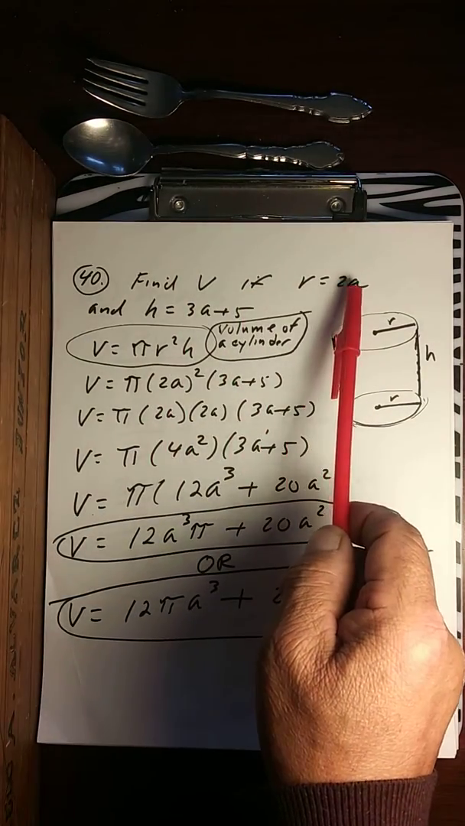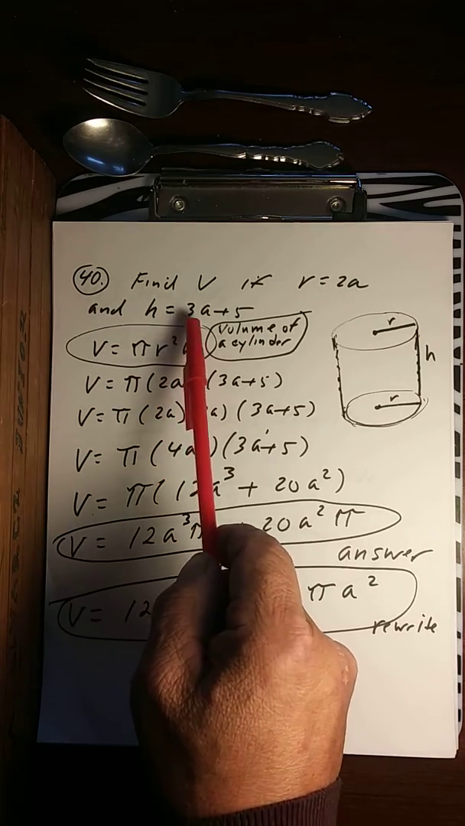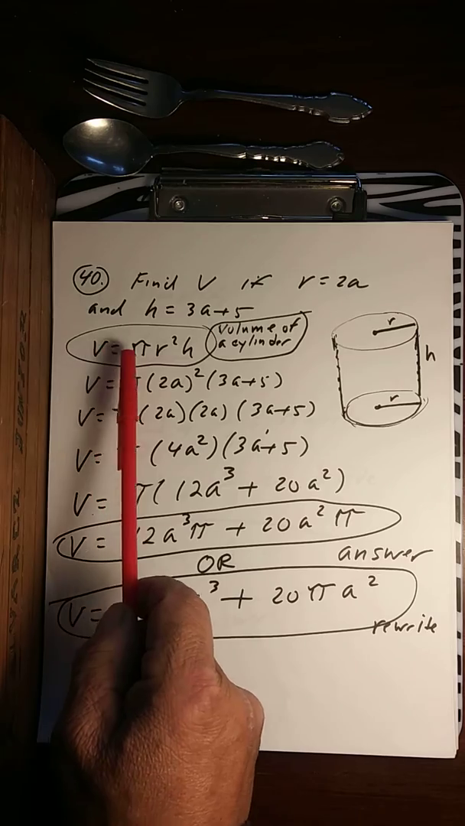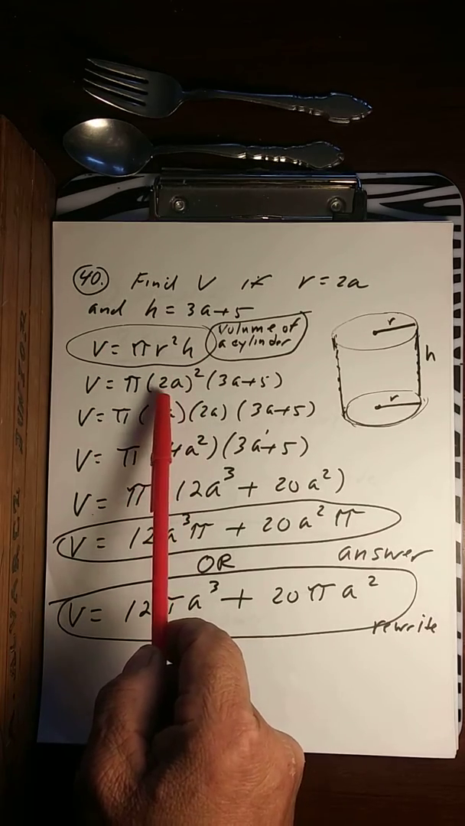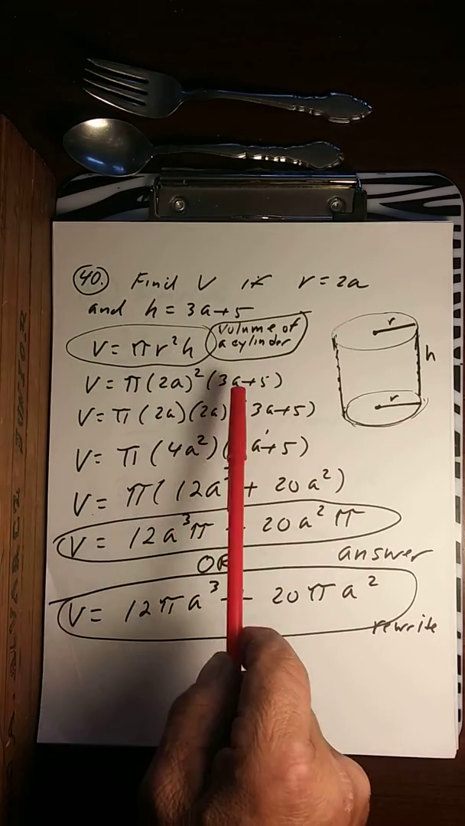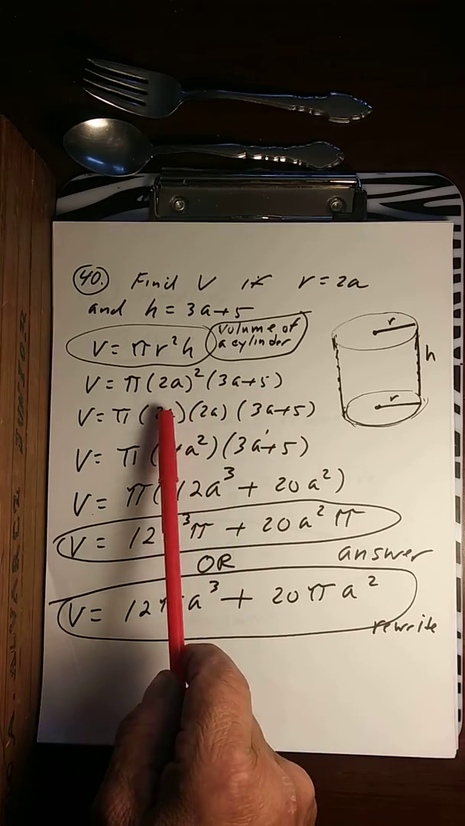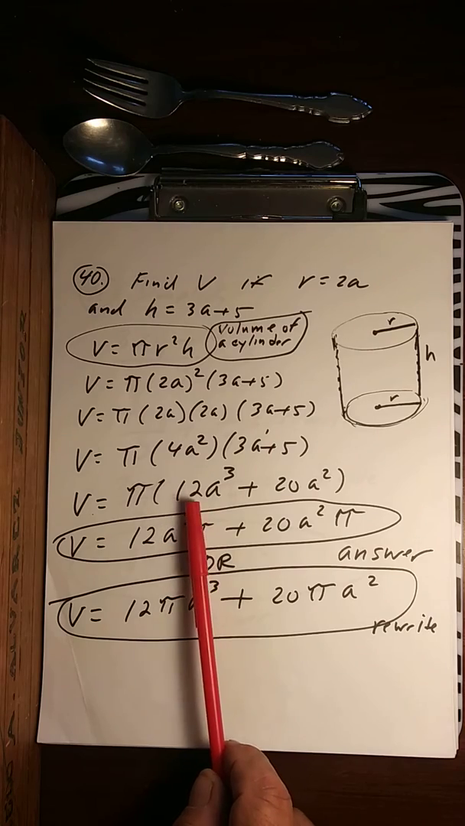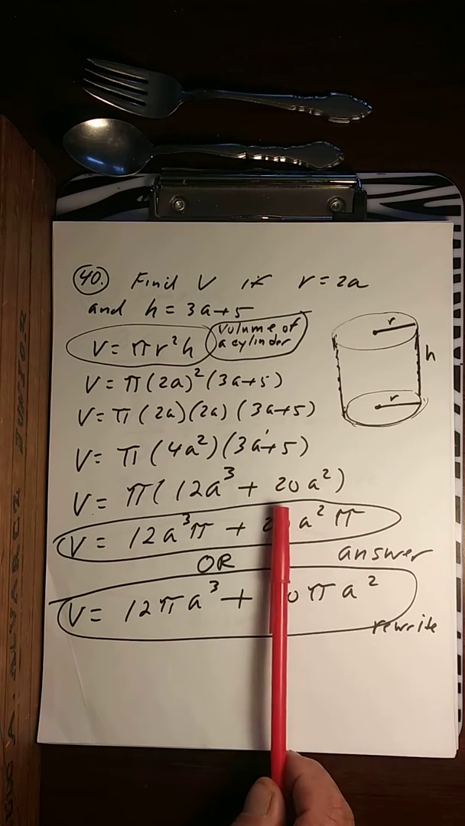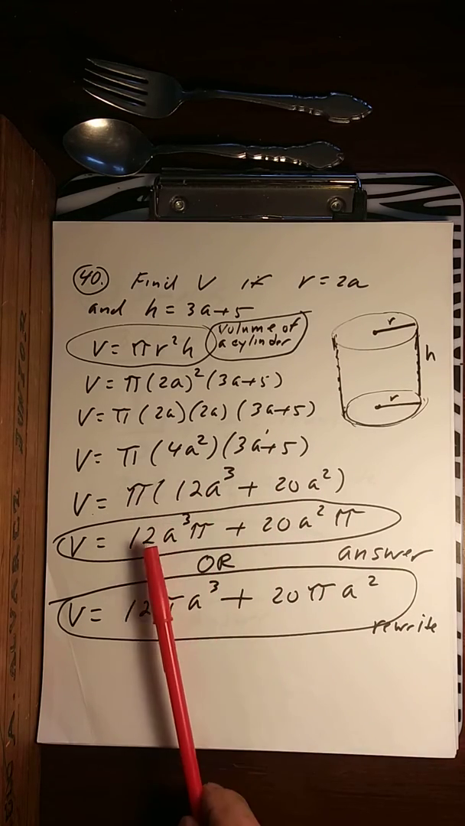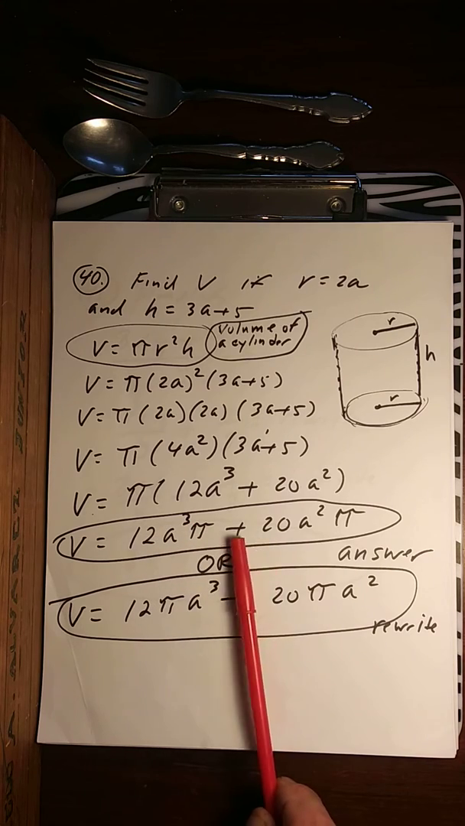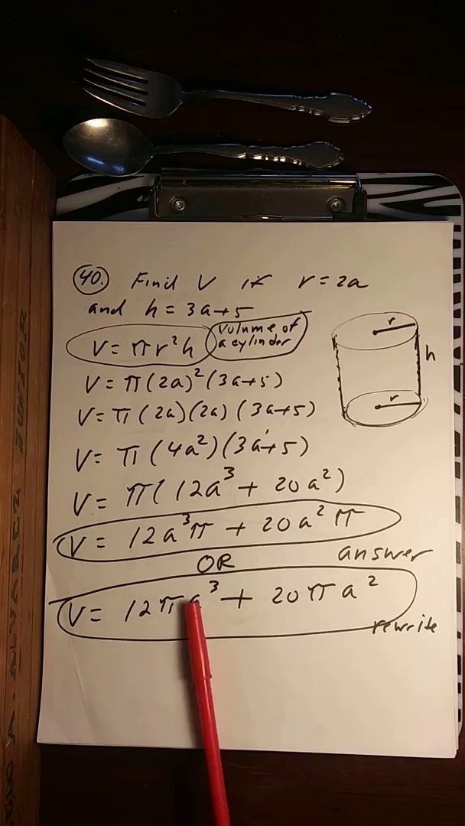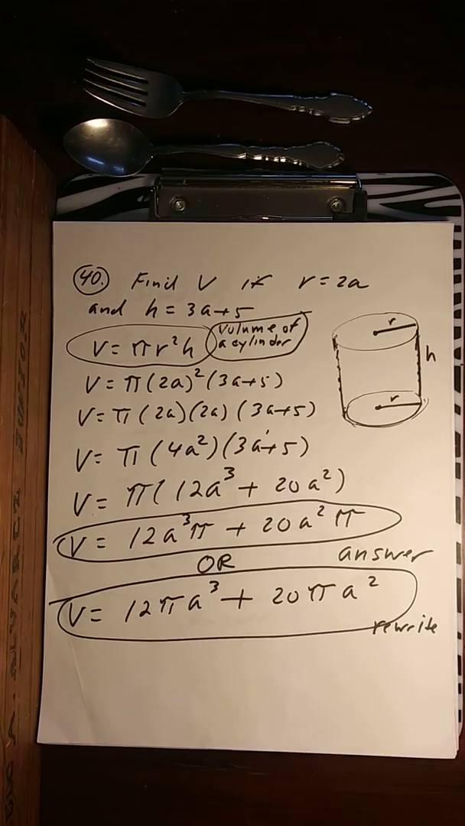V, r equals 2a, and h equals 3a plus 5. So this is like the cylinder right there. So v equals pi r squared h. We know what that is. r is 2a and h is 3a plus 5. So 2a squared means 2a times 2a, that's 4a squared. 4a squared times this one is going to be 12a cubed. That times that is going to be plus 20a squared. Now this times pi is 12a cubed pi plus 20a squared pi. Or you can rewrite it as 12 pi a cubed plus 20 pi a squared.